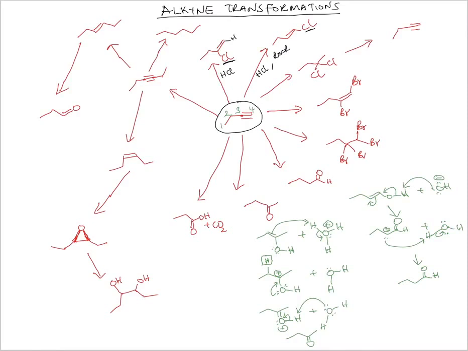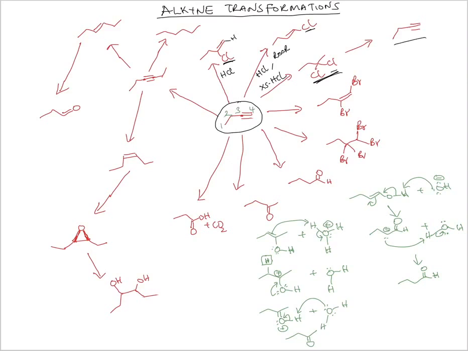In the next one, we have two halide groups attached to the more substituted position. Again, this is going to be a Markovnikov addition, but in this case, we need excess of the hydrogen halide. We can also revert this dihalide back to the alkyne.